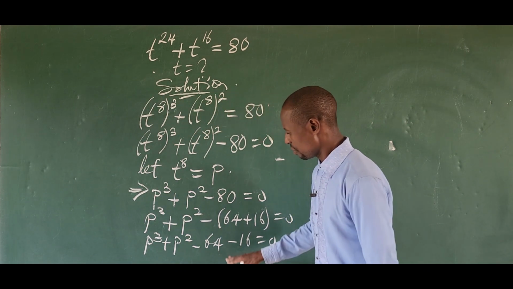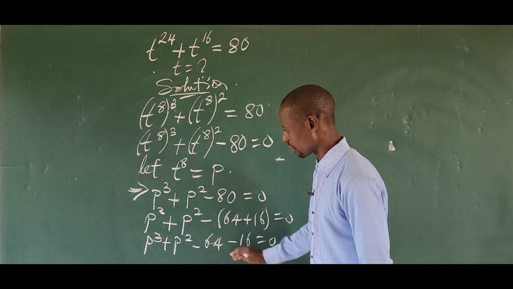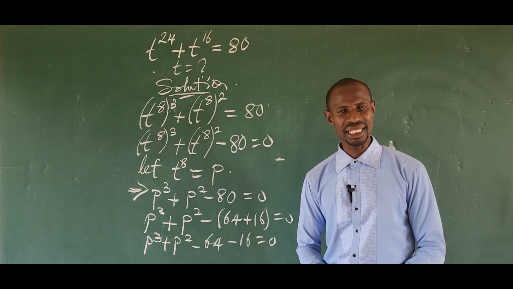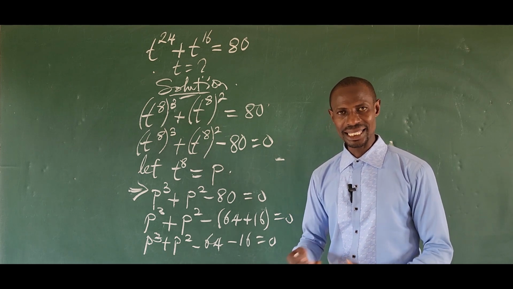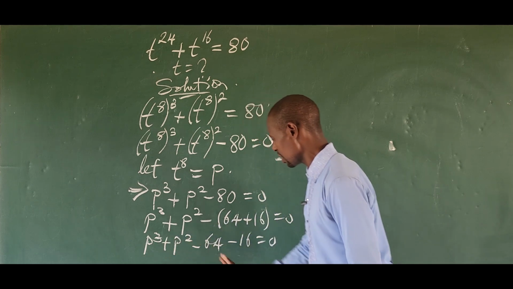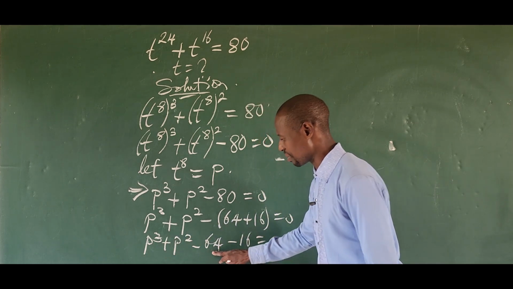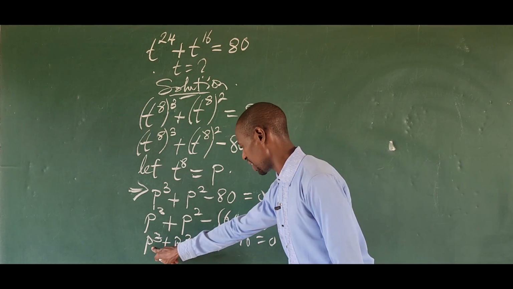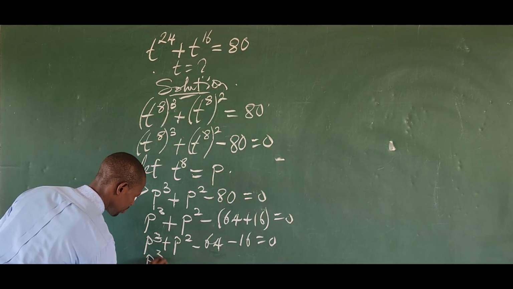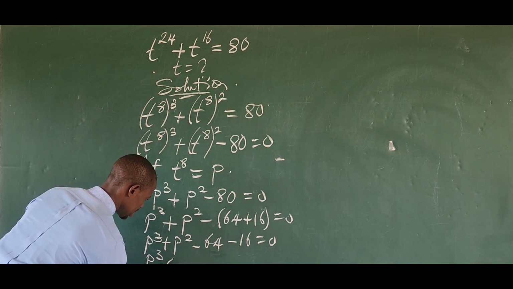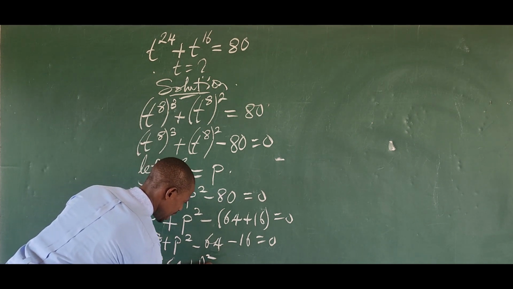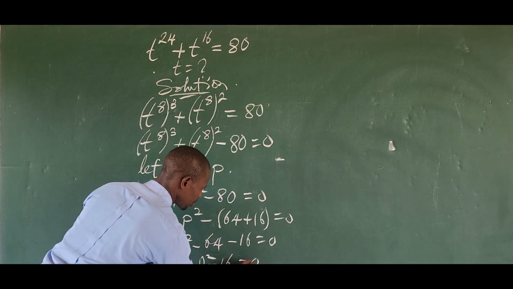Again, we choose these two figures based on the power we have here. 64 can be written as 4 to the power of 3, and 16 can be written as 4 to the power of 2. Because here we have power of 3, let's marry the 4 to the power of 3 with this, and this with this. Rearranging, we get p to the power of 3 minus 64, plus p to the power of 2 minus 16, equal to 0.